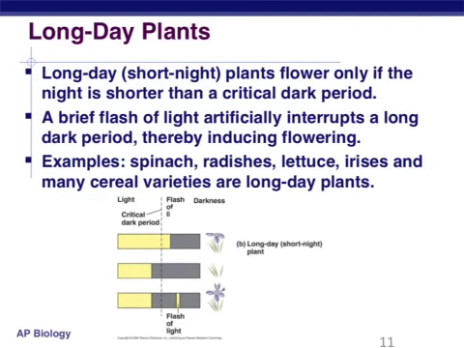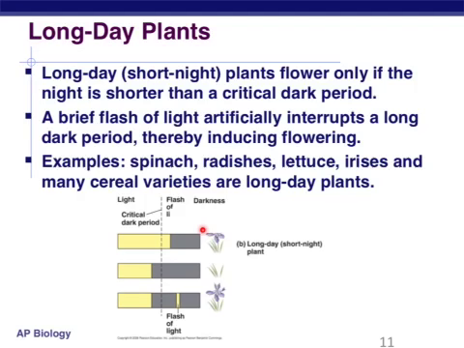Now the opposite are long day plants. So long day plants actually need a longer period of actual light. They only flower if the night is shorter than a critical dark period. If light interrupts their long dark period, they will flower. So even if the day is short and the night is long, if you take pictures of them or you put the light on, they will still flower.